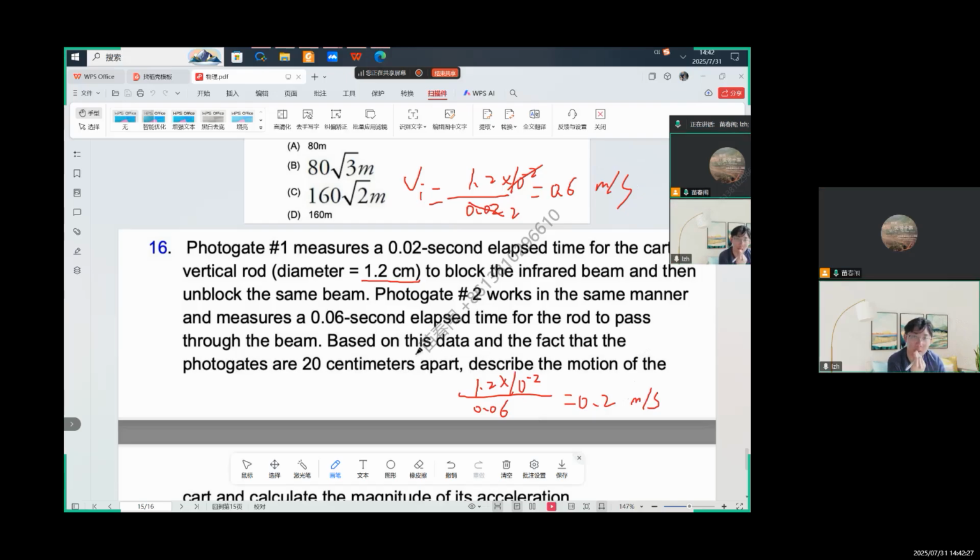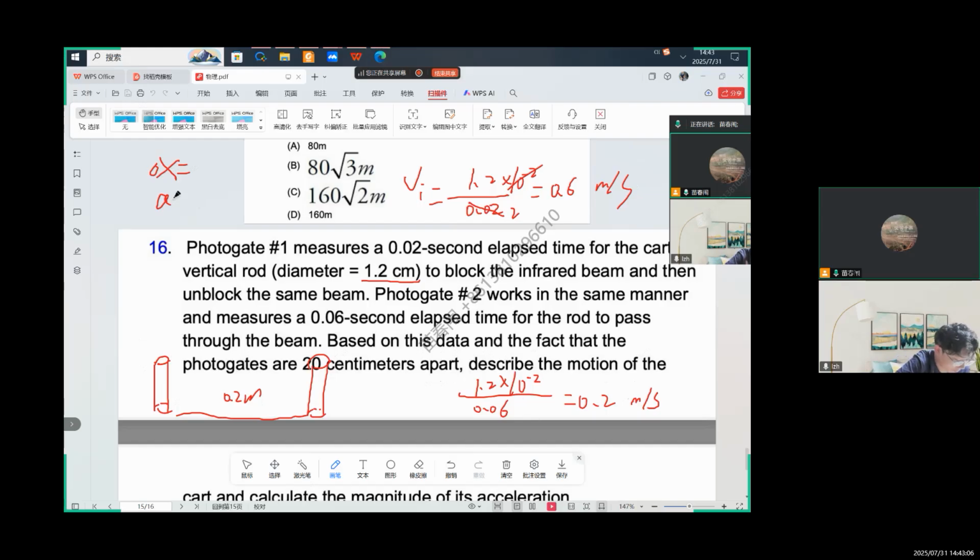And they said, based on this data and the fact that the photogates are 20 centimeters apart, which means when you're passing it in here, and when you're passing it in here, there's 20 centimeters, which is 0.2 meter, right? 0.2 meter is just delta x, right? And they want to find the magnitude of the acceleration, which means they consider there is an average acceleration or just uniform acceleration.